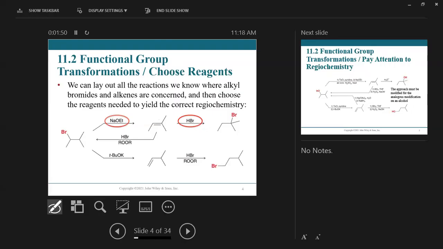And if you want to go back, if we use HBr with the peroxide, we can go back and get rid of that double bond, can't we? And we can put the bromine back on.